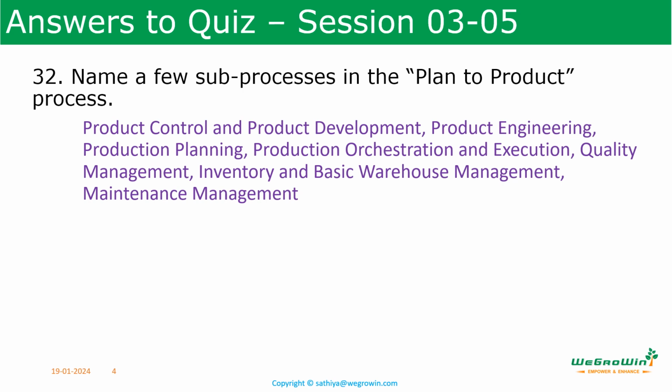Name a few sub-processes in the plan to product process. They are product control and product development, product engineering, production planning, production orchestration and execution, quality management, inventory and basic warehouse management, and maintenance management. These are the sub-processes in the plan to product process.